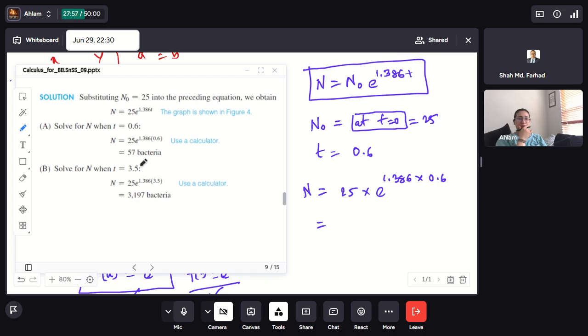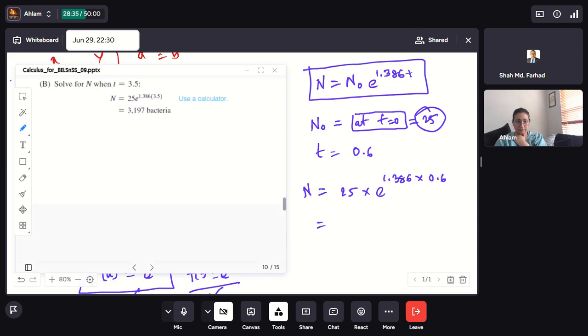Okay, here is the solution. Solve for n when t equals 0.6. We get 57 bacteria. That means after 0.6 hours it increases to 57, having started at 25. And after 3.5 hours, the number of bacteria is 3,197. Basically, this is the modeling of functions.